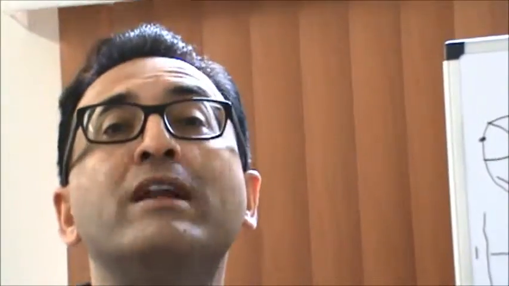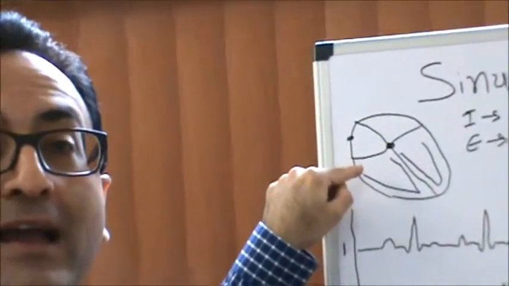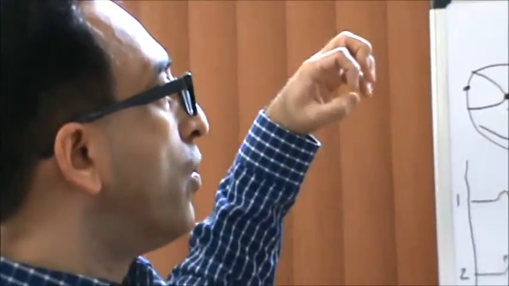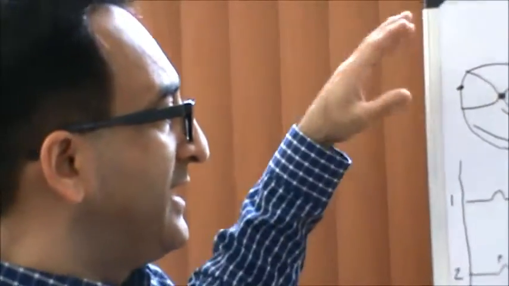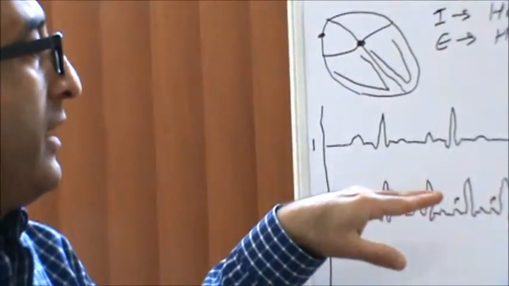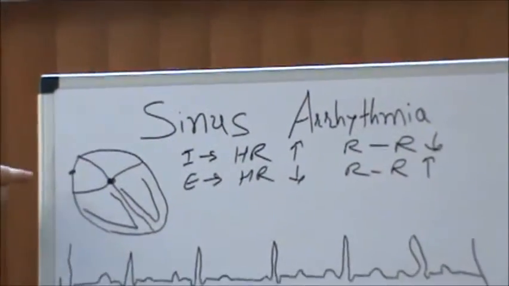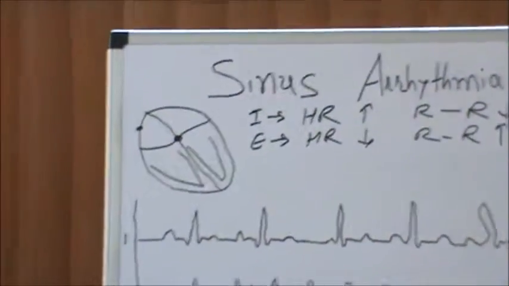Now, if someone has a fever, or if someone is exercising, then the heart rate will go up. And why is that? Because that stimulates the SA node, our friend, and as a result, SA node fires more frequently. And that causes more atrial depolarization that is being reflected by having more P's on our ECG tracing. Simple?